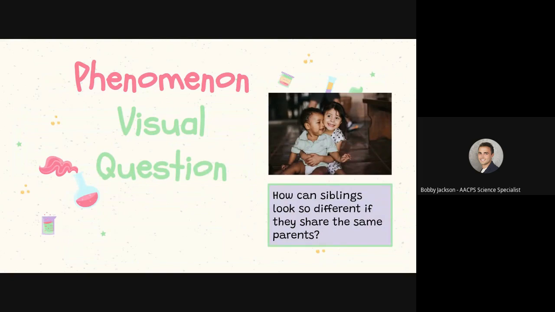For this specific standard, the phenomenon that we're going to look at is how can siblings look so different if they share the same parents? Students will ask this question at first, and as they learn more content related to this standard, they should be able to address this phenomenon and driving question by the end of the unit.